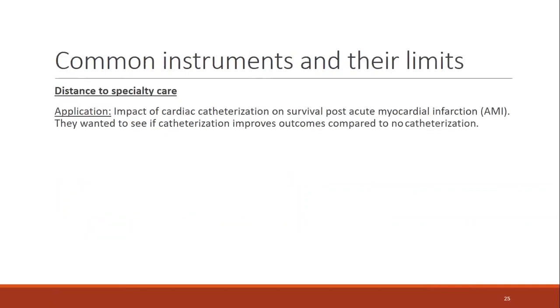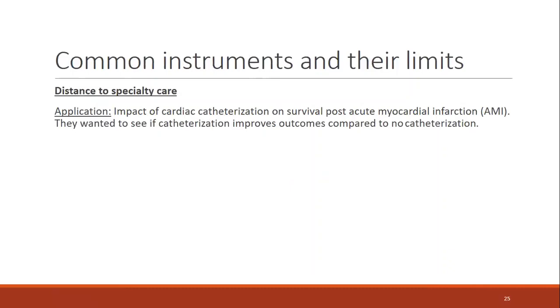So let's talk about some other common instrumental variables and the problems that they lead to, because while I think this is a method that has potential, I think almost every example of this being used in the literature, there's significant concerns about whether they chose a good instrument. One that is often used is distance to specialty care. An example of this was they were looking at whether or not cardiac catheterization after a heart attack would improve outcomes or not.